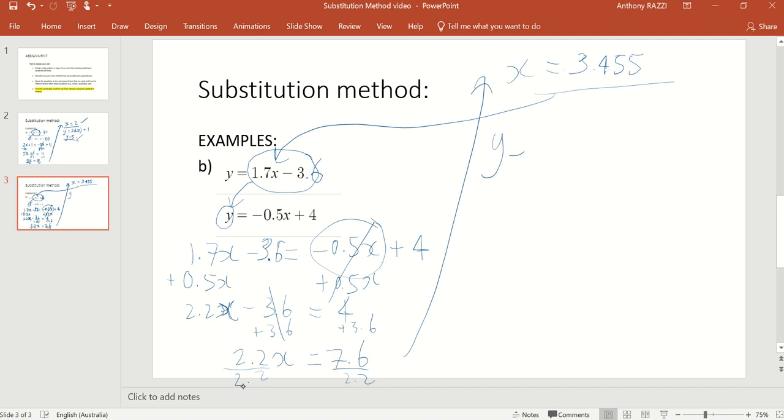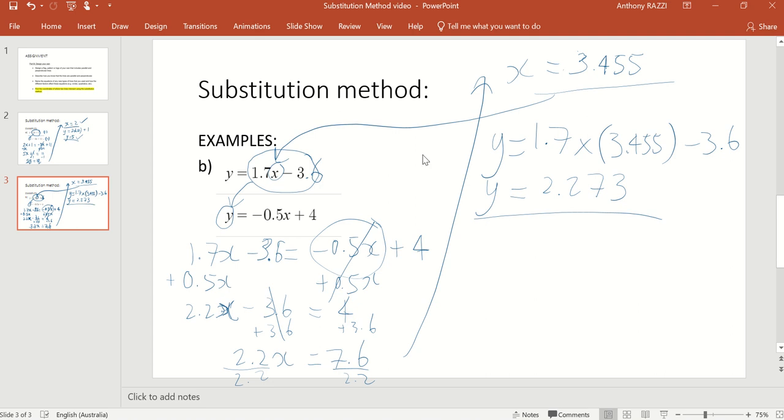So we're going to have y equals 1.7 times by, we're replacing x with 3.455, take 3.6. And if you use 3.455, it'll be slightly different, but the real answer is 3.4545. So I'm going to do 3.4545 multiplied by 1.7, and then I'm going to take away 3.6. And I'll get that y is equal to 2.273. And these are my solutions.